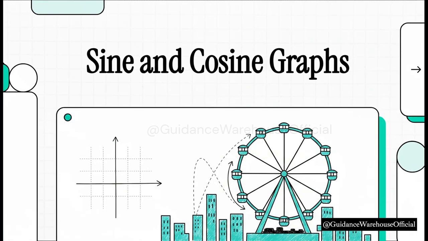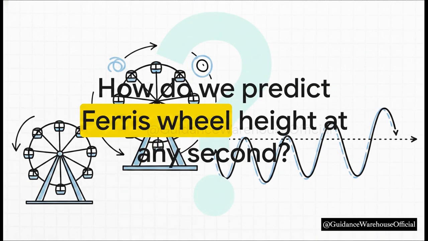Imagine this. You're strapped into a passenger capsule on a colossal Ferris wheel, right? You're slowly rising high above the city skyline, moving in this massive, perfect circle. But here's the fascinating puzzle. How do we mathematically predict your exact height from the ground at literally any given second during that ride? It's not a straight line, and it's not a simple curve.